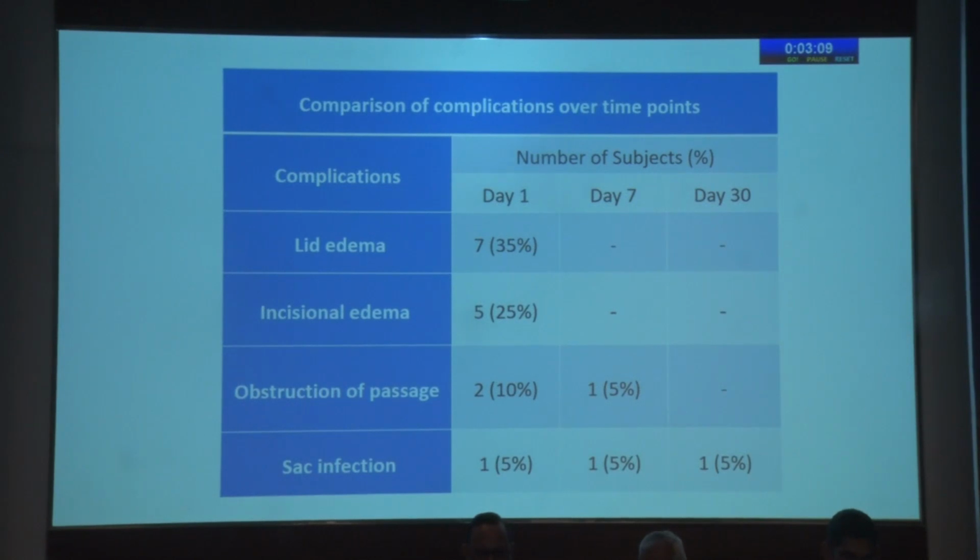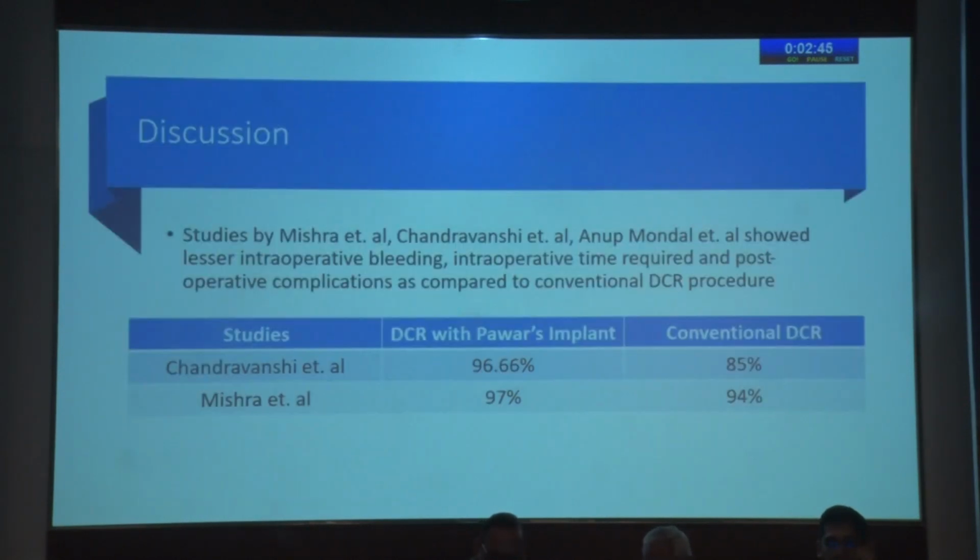Coming to the postoperative complications, lid edema and incisional edema, which were seen on postoperative day 1, resolved on the subsequent day 7 and day 30 follow-ups. Obstruction of passage was seen in 2 cases, which was due to crusting at the lower end at the nasal mucosa, which was removed endoscopically, and it was resolved by day 30. Sac infection was seen in 1 case, which persisted till day 30, resulting in failure of the surgery.